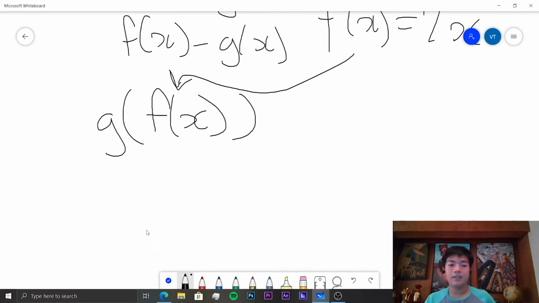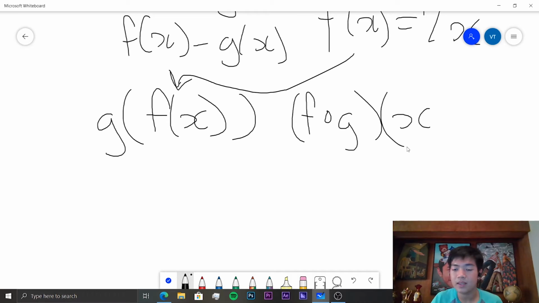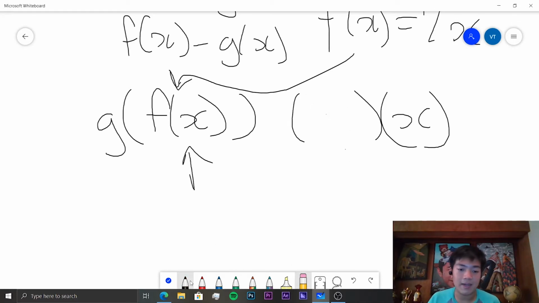This combines two functions to form a new function, and this can sometimes be written as f circle g of x, but I like this form more because it gives you a more clear idea: g of f of x. It's just personal preference. And so a very common question will be, given two functions, to find the range of a third function made from the two functions.